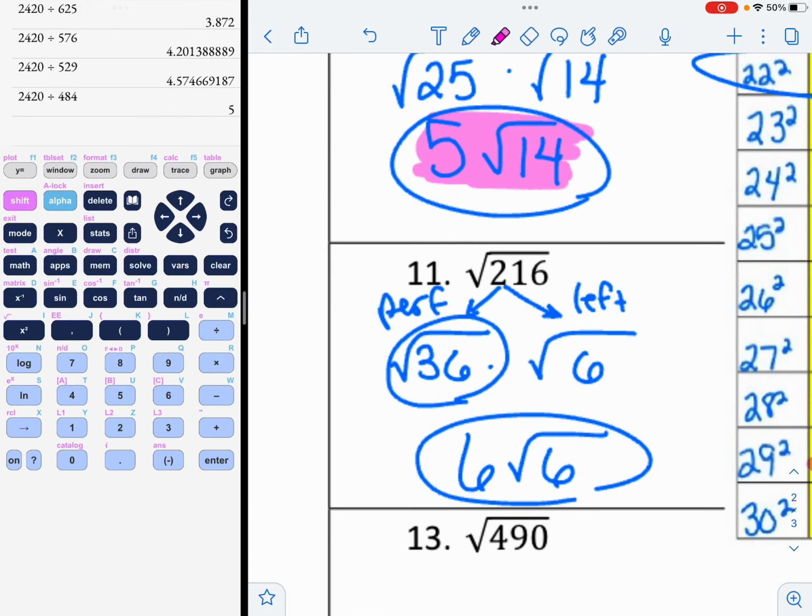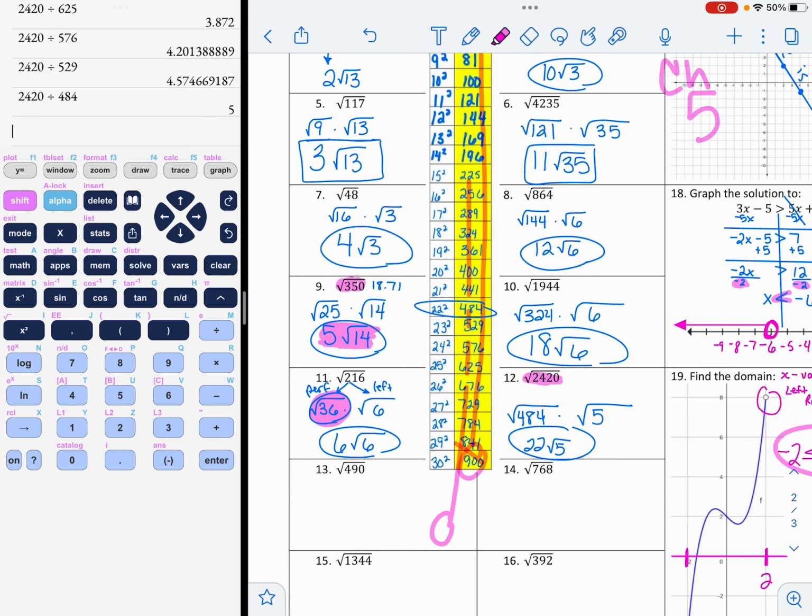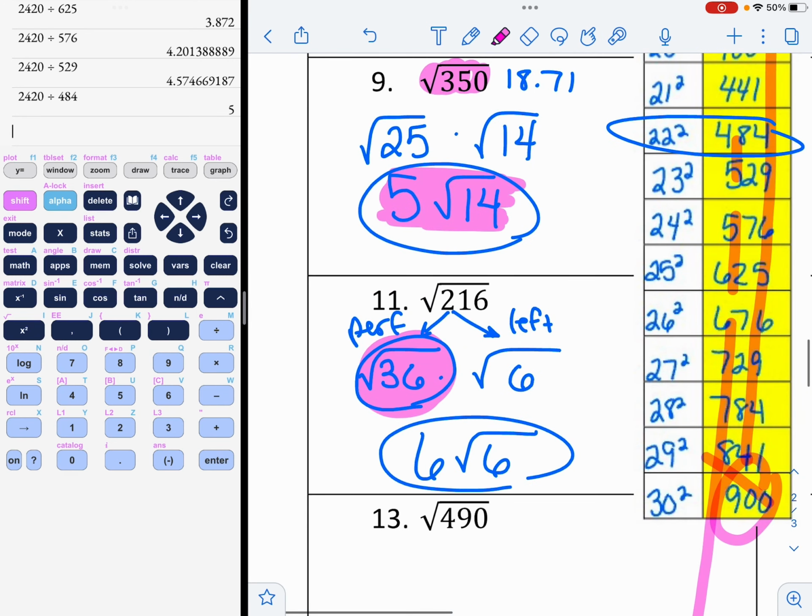So steps are find the biggest perfect square, not just a perfect square, find the biggest perfect square. My method I showed you works, like working from the bottom up. And then whatever you get after you divide, take the square root of the first item, and then the other item just drops down. Wonderful. Cool beans.